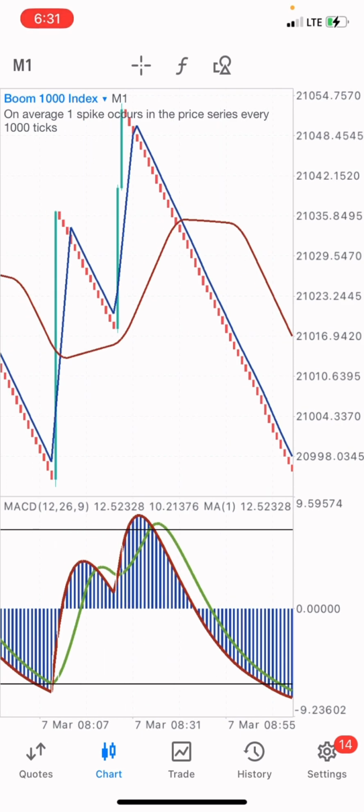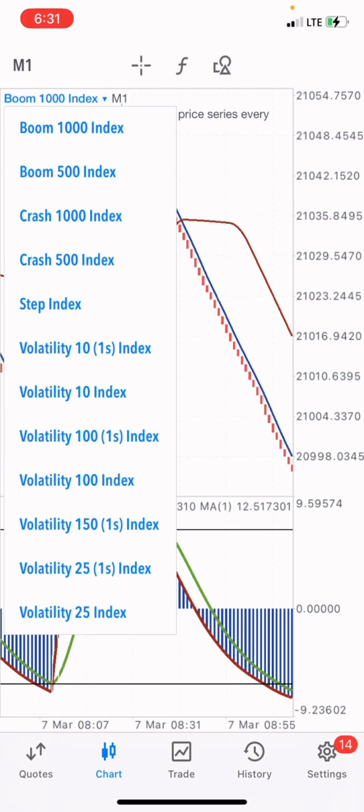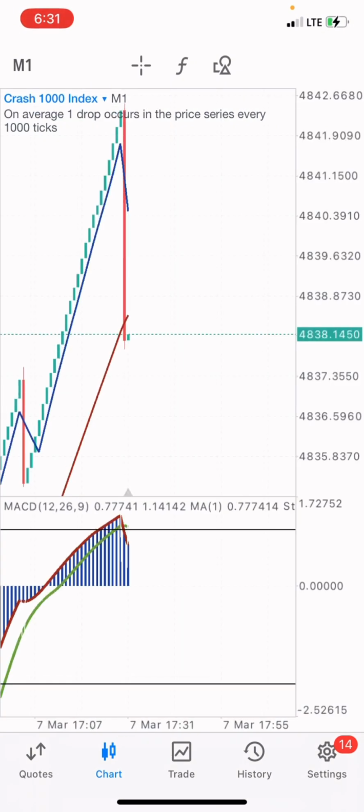All right, so this is it for the boom 1000 index trades. So let's see how it works for the crash 1000 index market. Now everything I explained for the boom 1000 index market is going to be happening on the crash 1000 markets, but in the opposite direction, right? Everything we did on the boom 1000 market, we'll be doing the opposite on the crash 1000 market. Now for example, we are going to be buying, right? We are not selling this time. We are going to be buying.